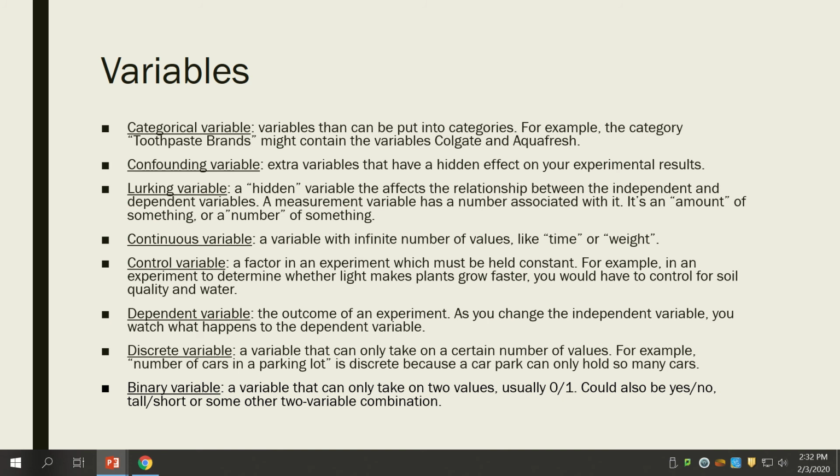A binary variable, sometimes called a dichotomous variable. Any type of research question where there's a yes, no, tall, short, just two different values of something. Yes, no, I think, is good for that.